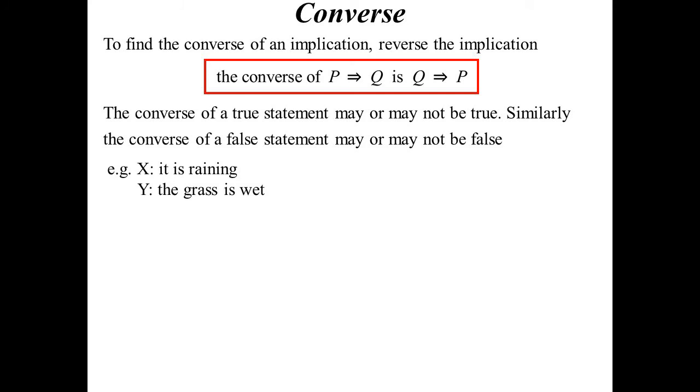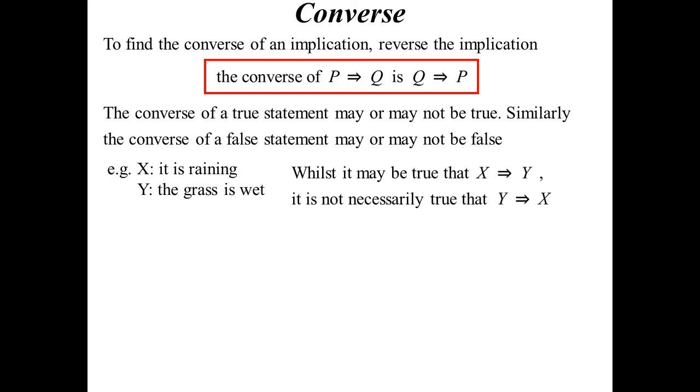Let's use this one. X is, it is raining. Y is, the grass is wet. It might well be true that X implies Y. If it's raining, then the grass is wet. That's a fair argument. It's not necessarily true that Y implies X. Just because the grass is wet does not mean it is raining. Someone might have turned on the sprinkler.